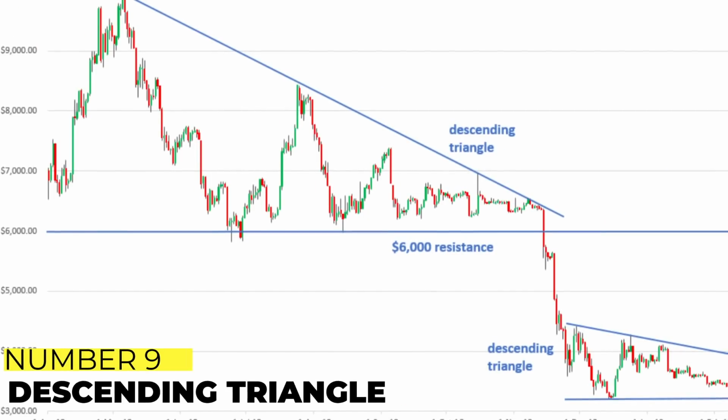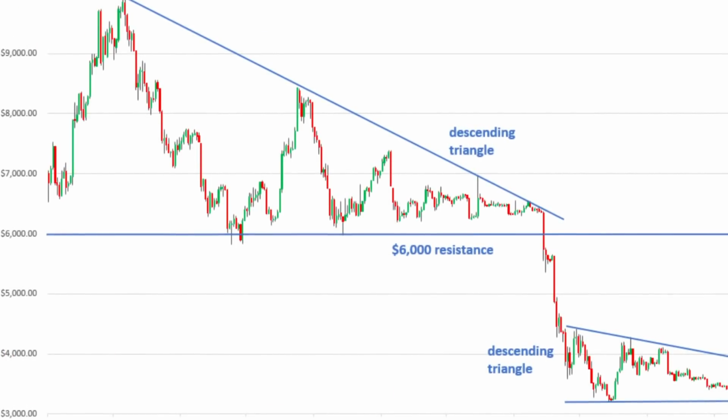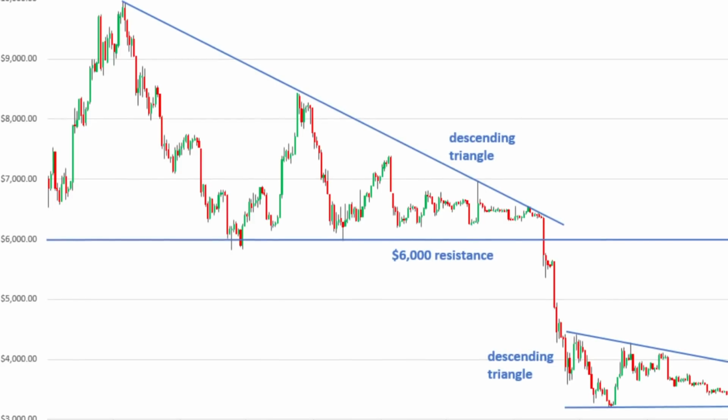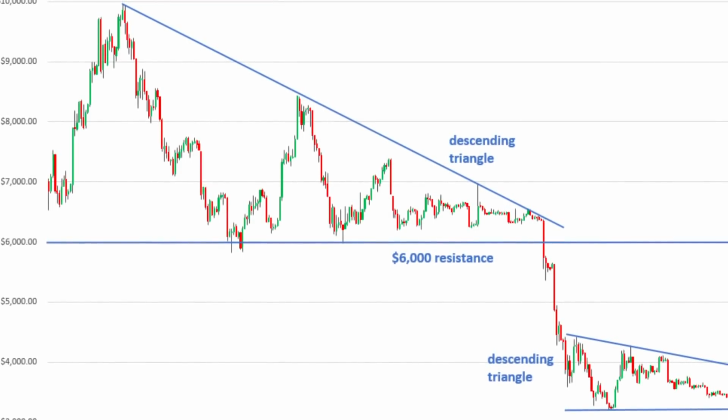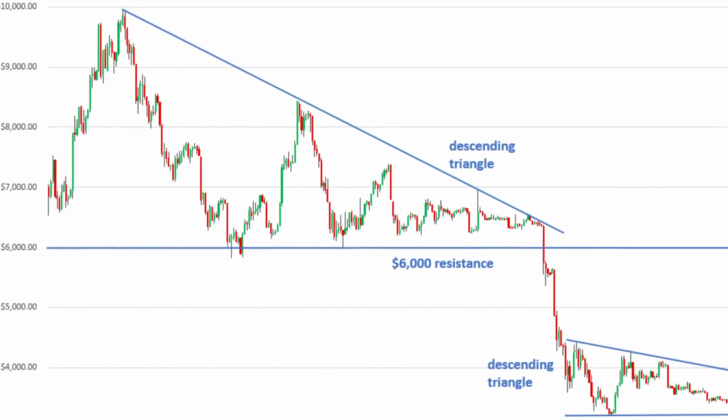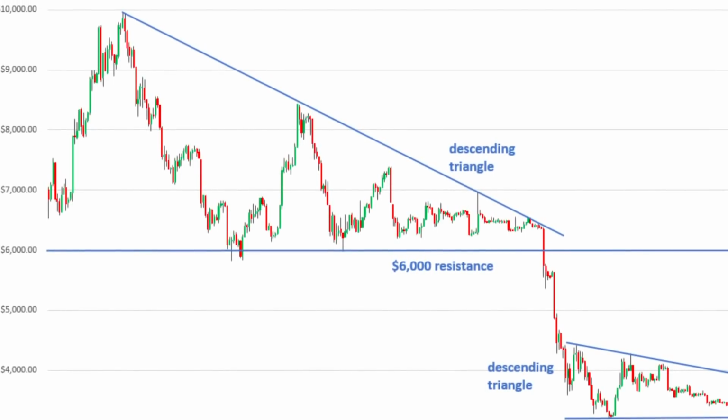Number 9. Descending triangle. The opposite of the ascending triangle is the descending triangle. A descending triangle is a downtrend that indicates a bearish continuation of a decline. A trader will typically enter a short position to profit from a dropping market during a descending triangle.